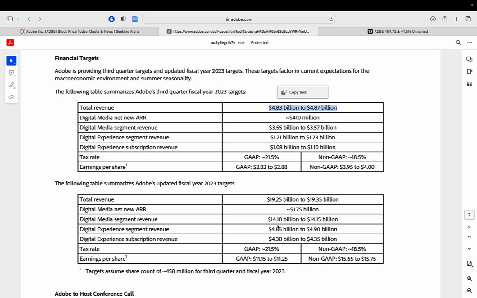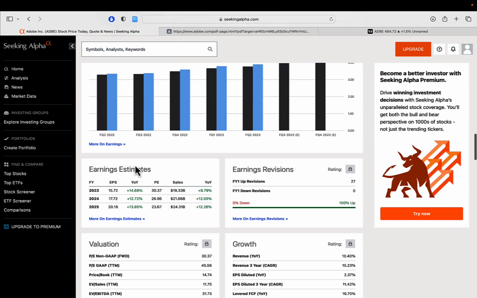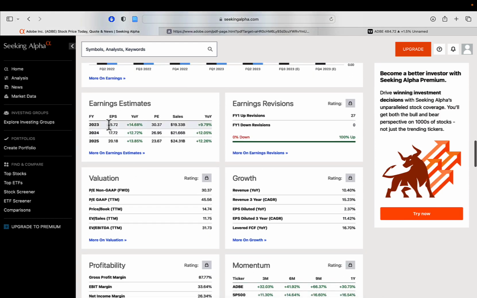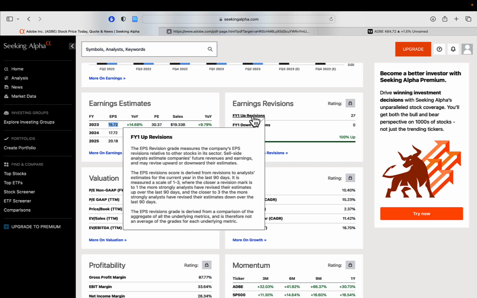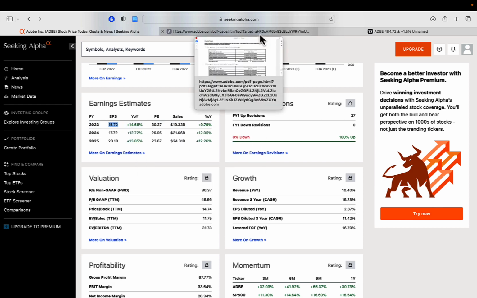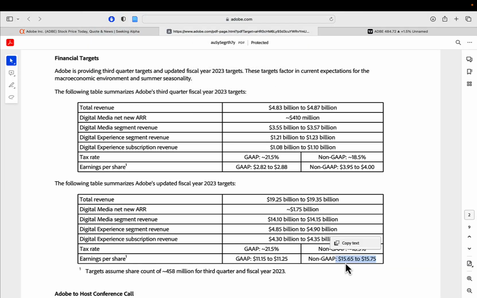Their full year 2023 targets, revenue is expected to be between $19.25 to $19.35 billion, and non-GAAP EPS of $15.65 to $15.75 per share. This is in line with analyst estimates, as analysts had projected $15.72 in EPS for this upcoming year. Adobe is projecting between $15.65 to $15.75 per share.